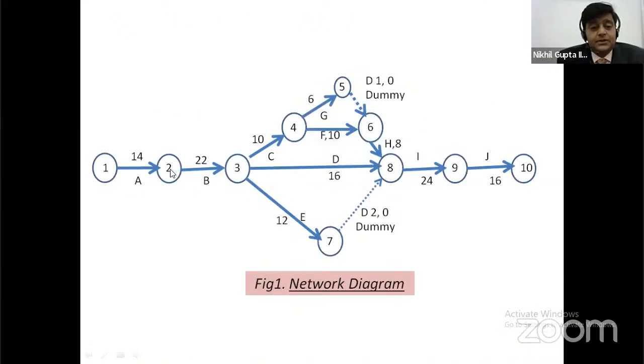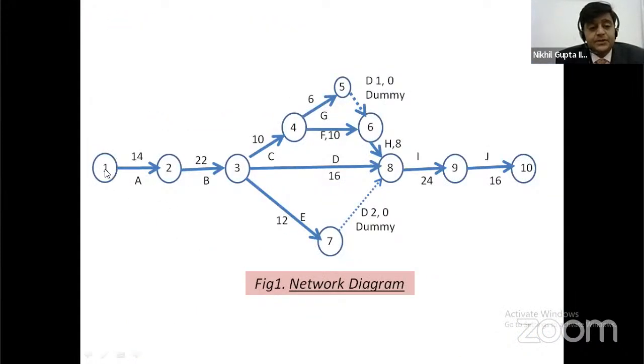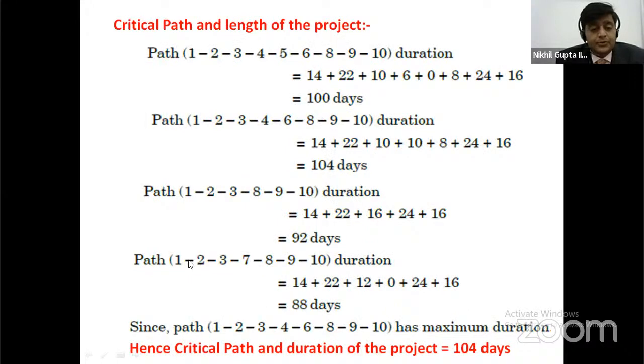Path third: event 1, 2, 3, 8, 9, and 10. It takes 14, 22, 16, 24 plus 16, which is equal to 92 days. The last path is 1, 2, 3, 7, 8, 9, 10. It takes 88 days. So path 1 takes 100 days, path 2 104 days, path 3 92 days, path 4 88 days.